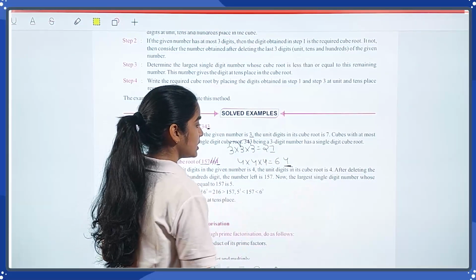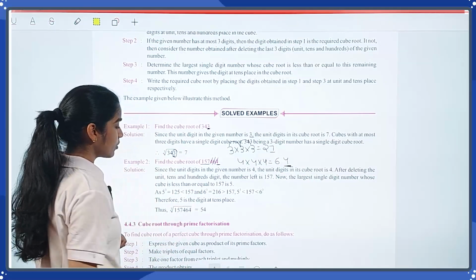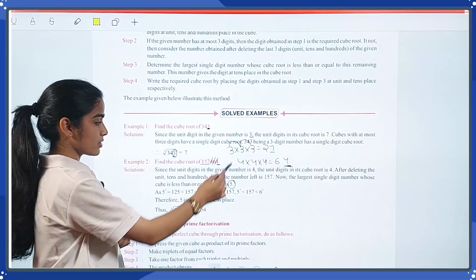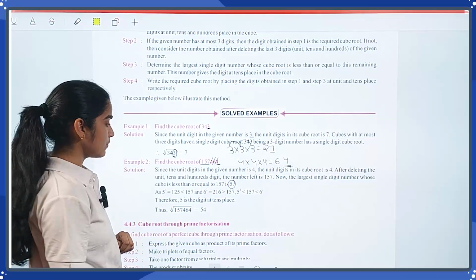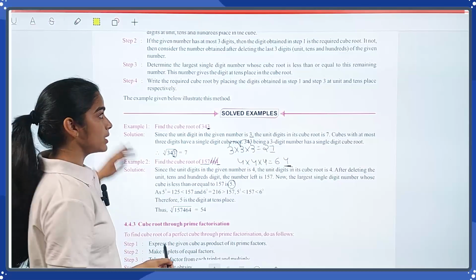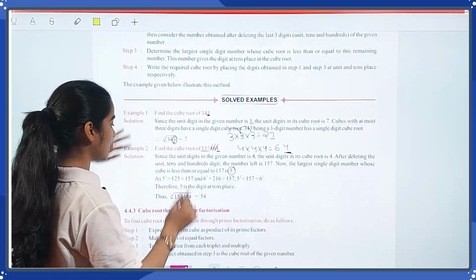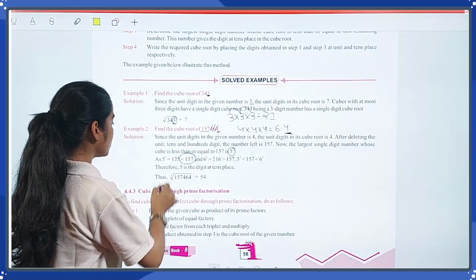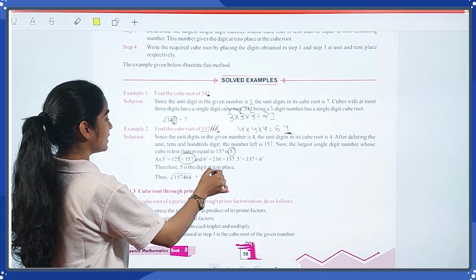Now, the largest single digit number whose cube is less than or equal to 157 is 5. 4 cube is 64 and 5 cube is 125 and 6 cube is 216, so you have to go through the table one more time. Therefore, 5 is the digit at the tens place.